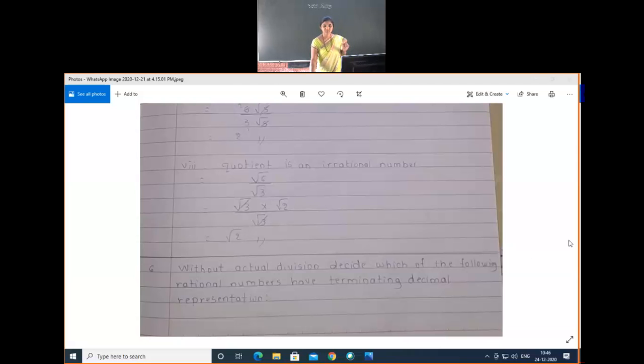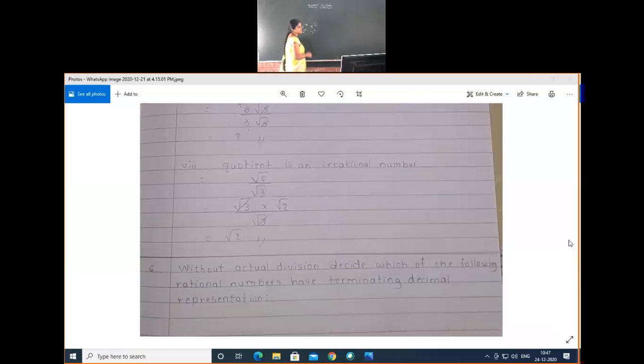Mataji, if it is in the form of 2 raised to m into 5 raised to n, it is terminating. Okay, one second. 2 raised to m into 5 raised to n only. Yes, very good. m and n are different powers, maybe 2 to the power of 2, 5 to the power of 3. Can we take like this?